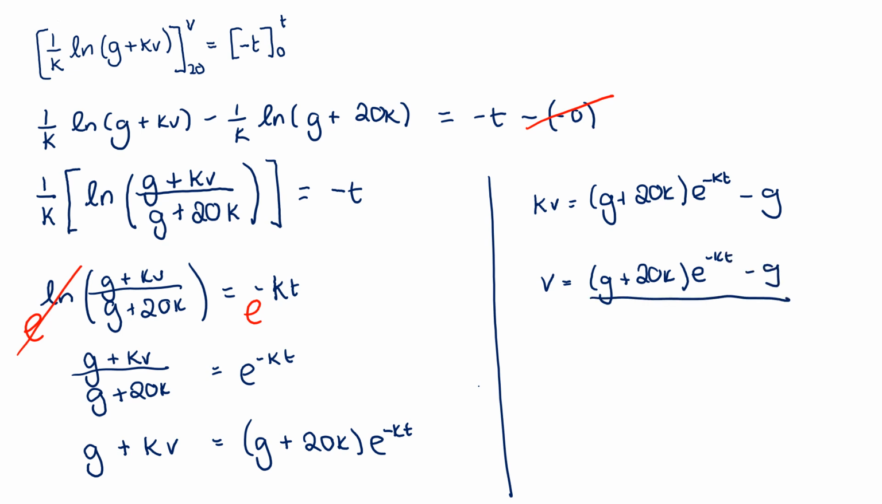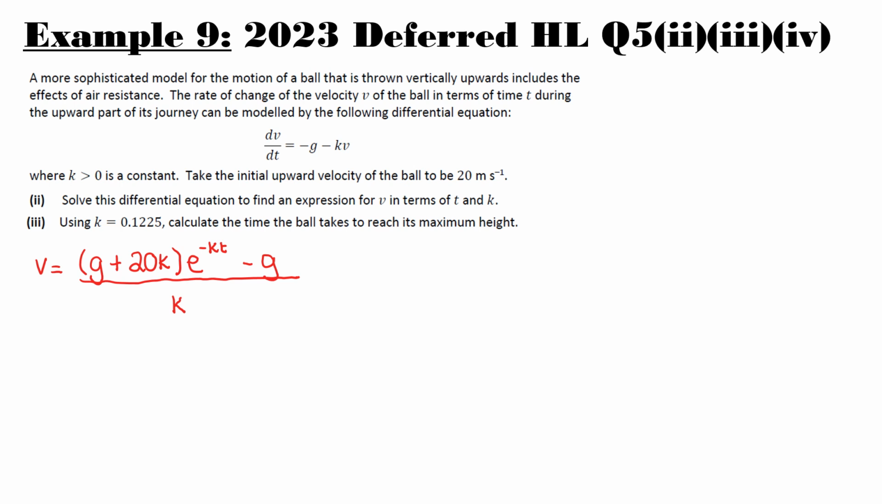And that's our answer for v. So part 3 asks us, using k equals 0.1225, calculate the time the ball takes to reach its maximum height. So we do need to understand what maximum height means. Maximum height is where it will stop, so it is going to have v equals 0 at that point. So we can take our formula that we had as our answer to part 2.